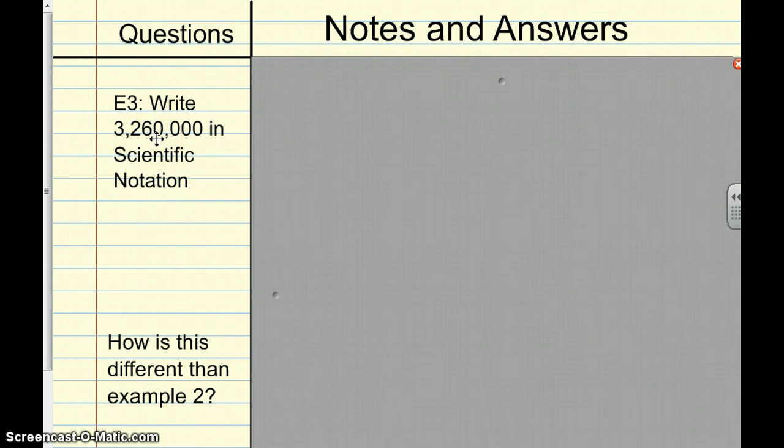3,260,000 in scientific notation. It's pretty similar to the last one, but this is where a lot of people mess up. A lot of people see these 4 zeros. Again, pause if you want to try this first. You see these 4 zeros and you think, oh, the exponent's 4, and you would be wrong. It's not how many zeros, it's how far the decimal moves.